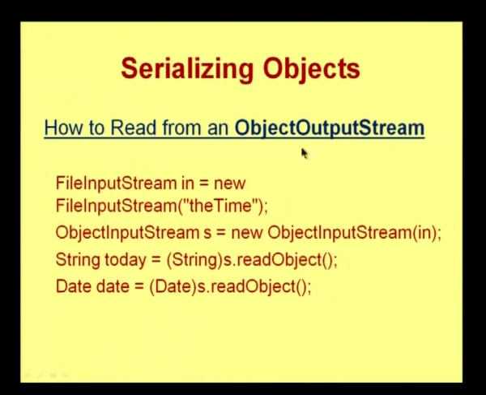So here is how to read from an object output stream. The same process: we have a file input stream with the same file name, and then I am having an object input stream. Now I am trying to read the object from the stream. The object will be deserialized and converted into a string, because the first object that we have stored is of type string. So a typecast happens and I assign that to a particular string. Next I am reading an object, that object is nothing but a date. So I am converting that into a date and storing it into a date variable.